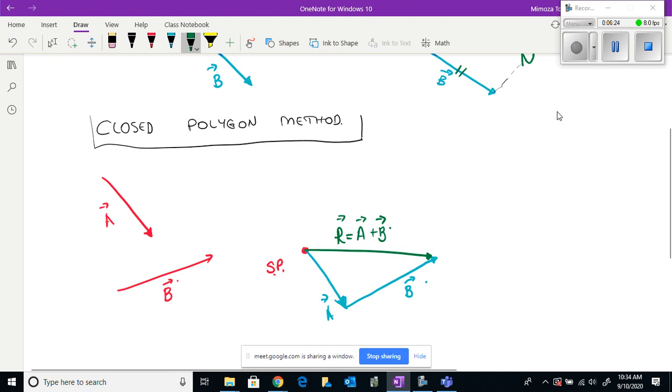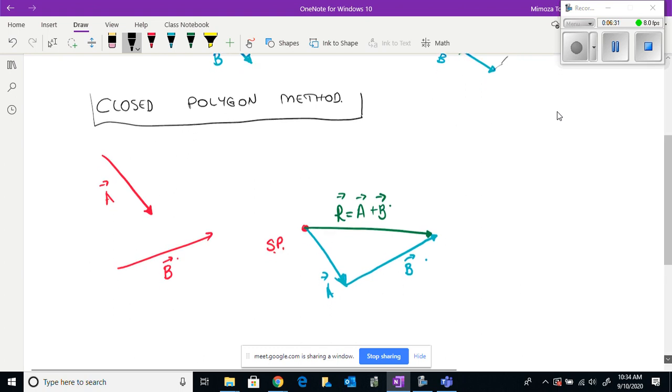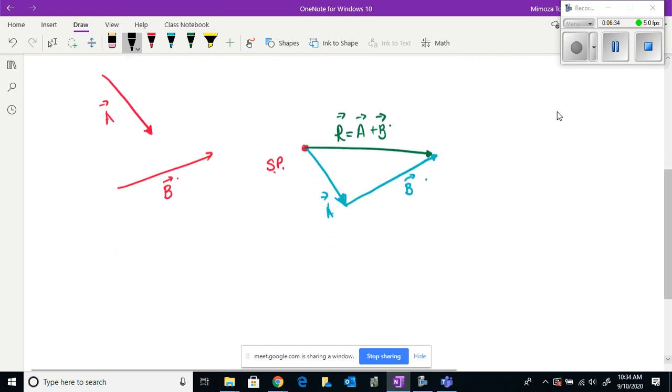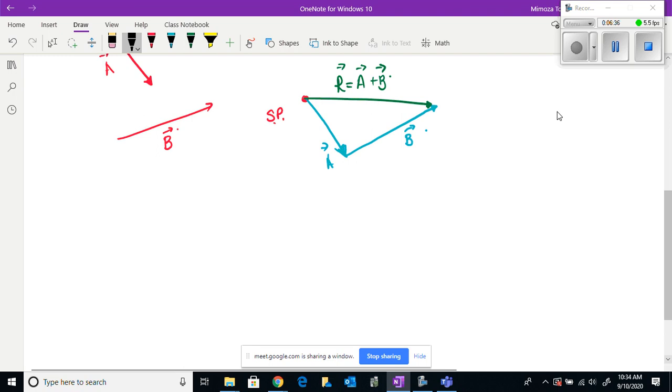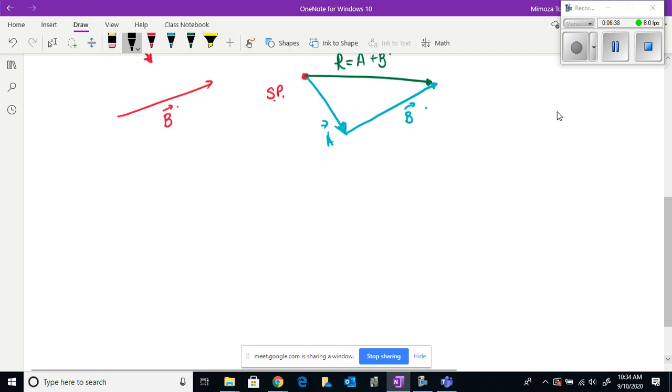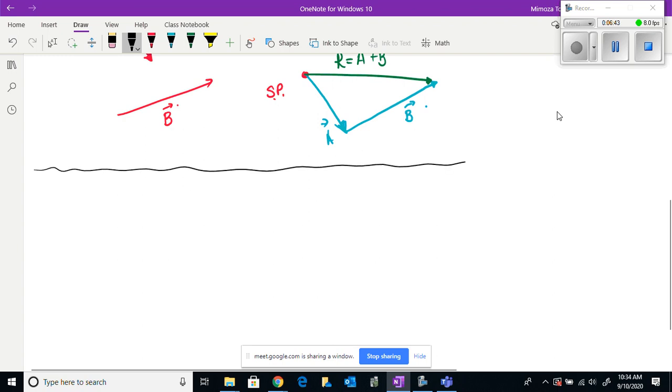Understood? Do you have questions, guys? We will not see this method a lot because we know the more exact method to work with vectors. Do you have any questions? No. Yes, it will be part of the quiz.